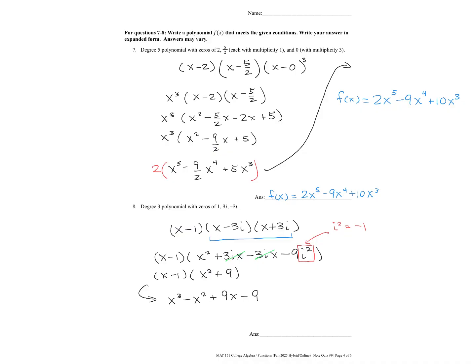So our polynomial f of x, one of the possible answers, is x to the third minus x to the second plus 9x minus 9. And if you were to do the process in reverse and find the 3 zeros for this function, you would get those 3 zeros back again. Remember again, this is not the unique answer. Any multiple of this polynomial will also satisfy the zeros condition that we have. So this is a possible answer, but not the only answer.